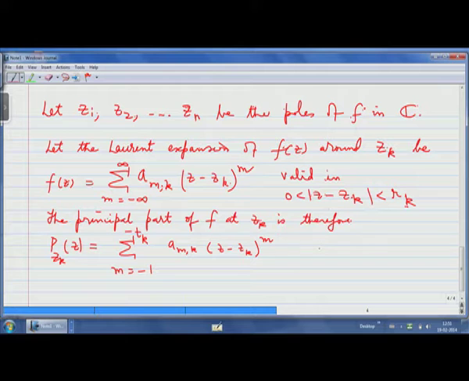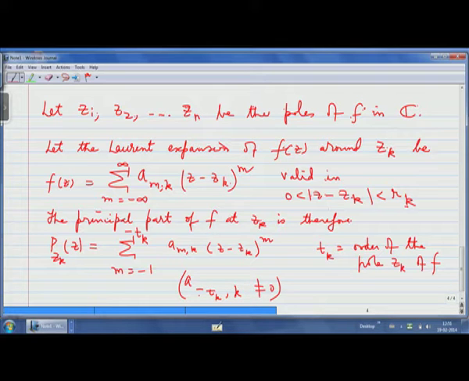Mind you, where tk is equal to the order of the pole zk of f. Mind you, these are all powers of z minus zk in the denominator. I am starting with m equal to minus 1 and going all the way down to minus tk, and of course a minus tk comma k is not 0. This is the coefficient of the highest negative power of z minus zk.